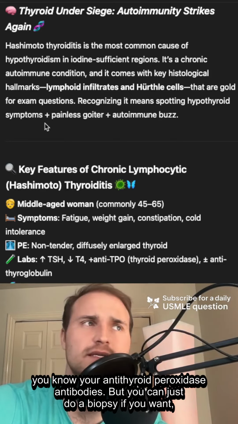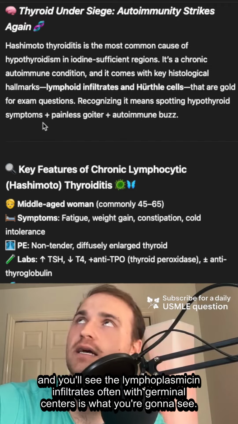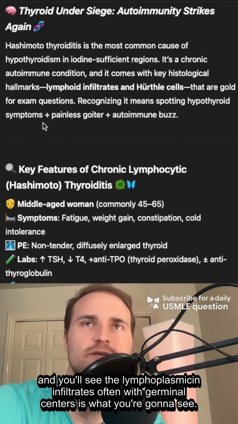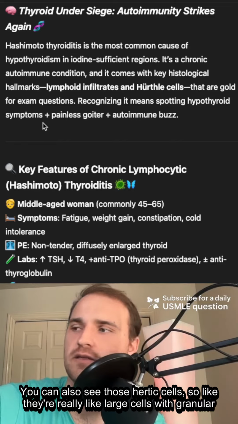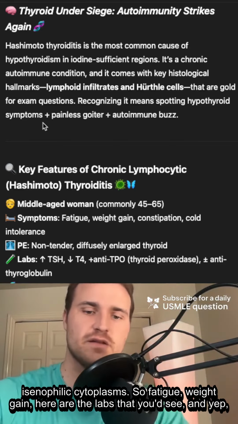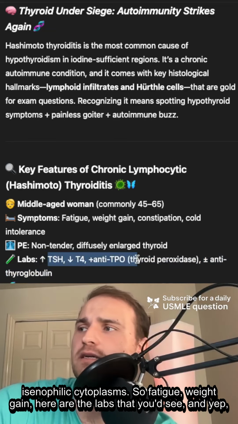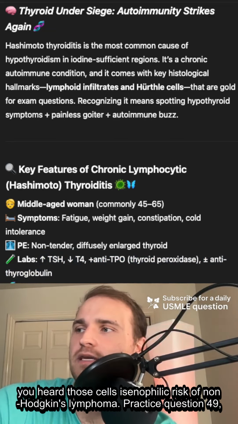But you can just do a biopsy if you want, and you'll see lymphoplasmacytic infiltrates, often with germinal centers. You can also see those Hürthle cells. They're really large cells with granular eosinophilic cytoplasm. So fatigue, weight gain, here are the labs that you'd see. And yep, your Hürthle cells, eosinophilic, with a risk of non-Hodgkin's lymphoma.